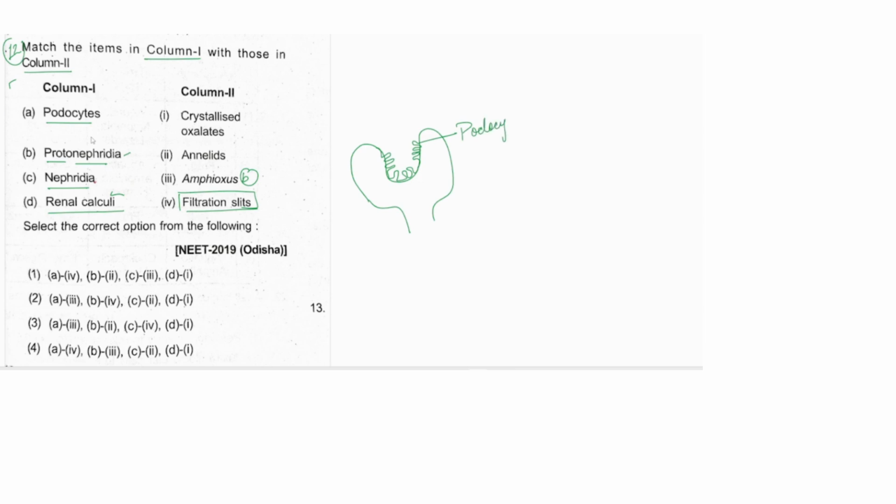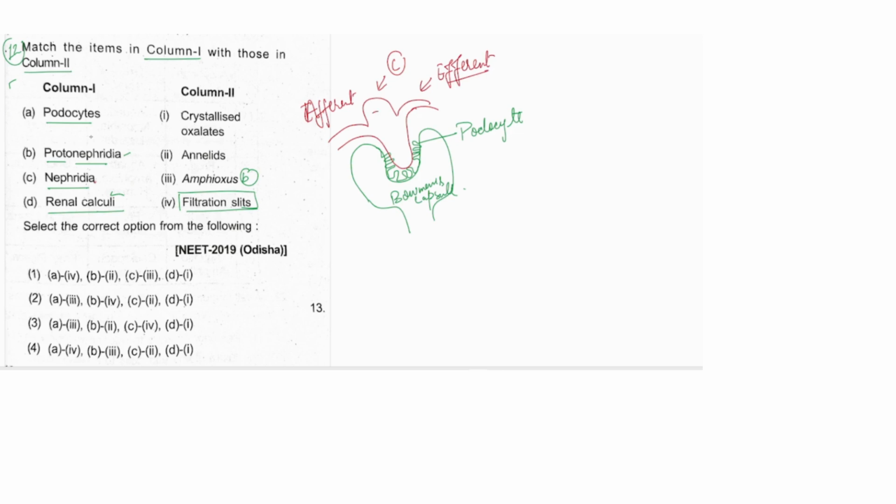Okay, this is the Bowman's capsule. In that only we have seen the podocyte, and over it there is the blood capillary arranged like this: afferent, capillary, and then efferent. So this would be the afferent artery, this would be the capillary, and this would be the efferent artery, right?